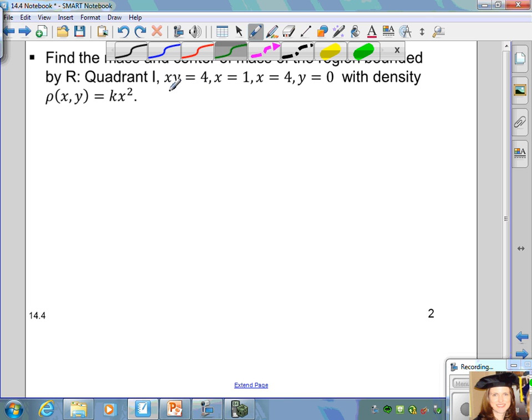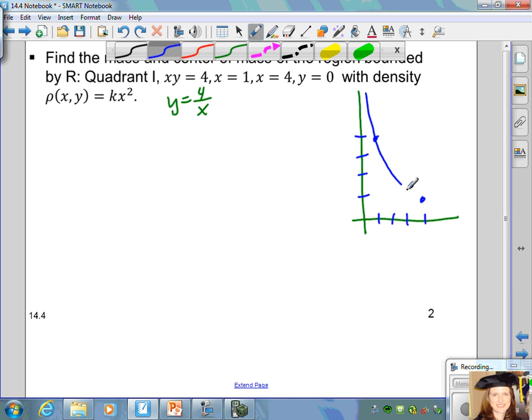If we're looking at the equation xy equals 4, you could solve this for y to get y equals 4 over x. When you sketch this in quadrant 1, when x is equal to 1, y is equal to 4. When x is equal to 4, y is equal to 1. It's a rational function, so it's got those asymptotes.